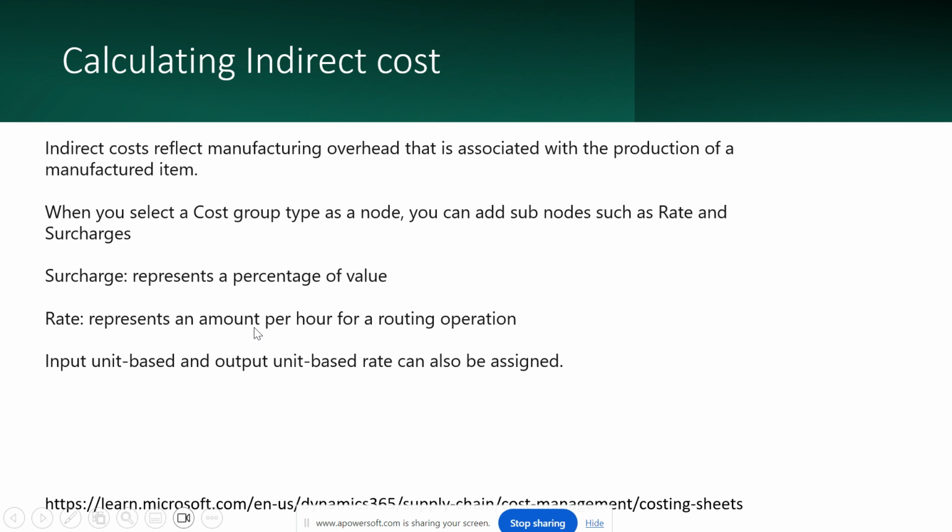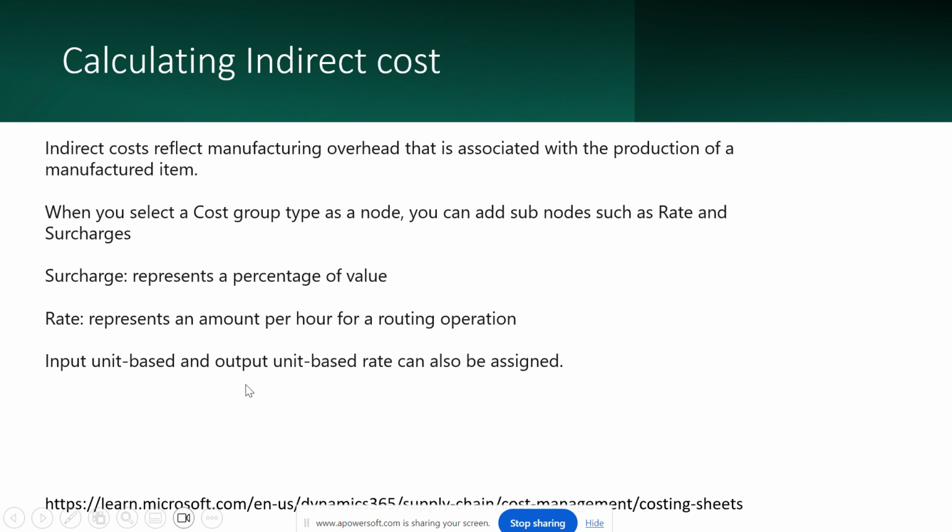And rate represents an amount per hour. So whatever amount you are mentioning over there is considered as an absolute value, not as a percentage. If you take surcharge, it is taken as a percentage of value, but in case of rate, it is taken as an absolute value, and it is considered as a per hour charge. Let's say you are calculating the machine hourly rate, and you want to give a depreciation cost also as part of your production costing. In that case, if you are mentioning 5 as an absolute amount, then every hour the machine runs, it adds $5 or 5 rupees as part of your routing operation.